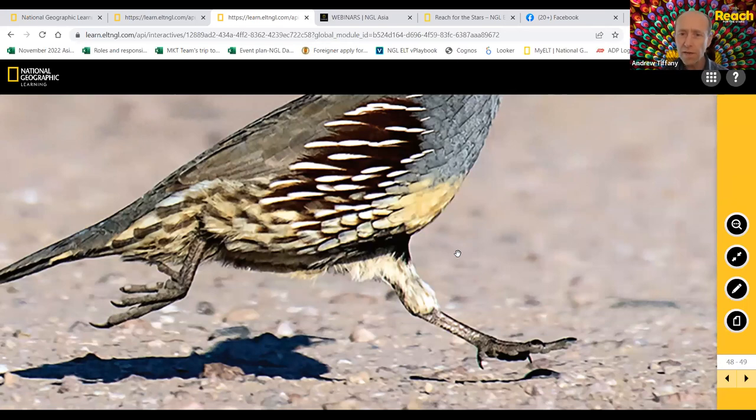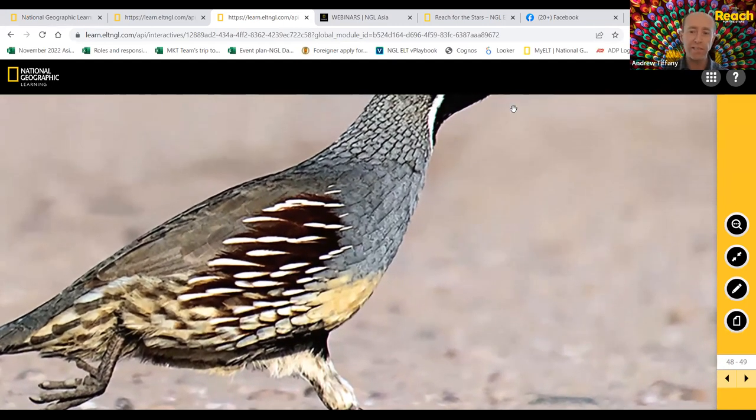What colors are there? Yeah, it's kind of gray. There's some gray. There's some light brown or maybe tan, depending on what you think. There's some white and some black. There's all sorts of colors. Yeah, a little bit of brown. Very good. Let's go up a little bit more.